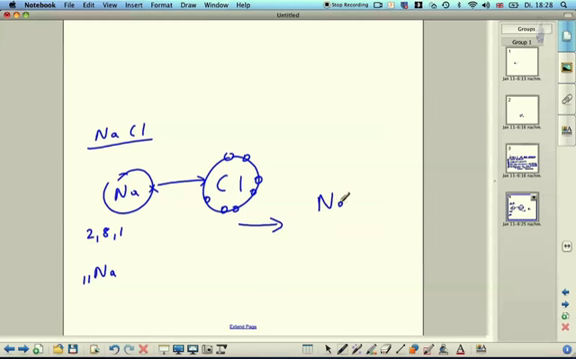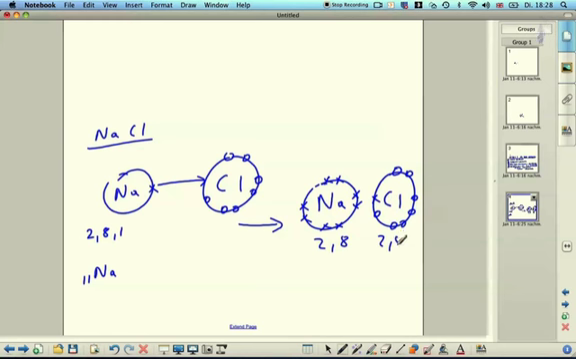And you're going to get sodium, having lost an electron, with a new shell of 2, 8. And chlorine now has 8 electrons in its outer shell, with an additional 1 from the sodium. So it's 2, 8, 8. I failed to tell you, of course, that chlorine was originally 2, 8, 7. That comes from the fact that chlorine has 17 electrons, because it's got atomic number 17.